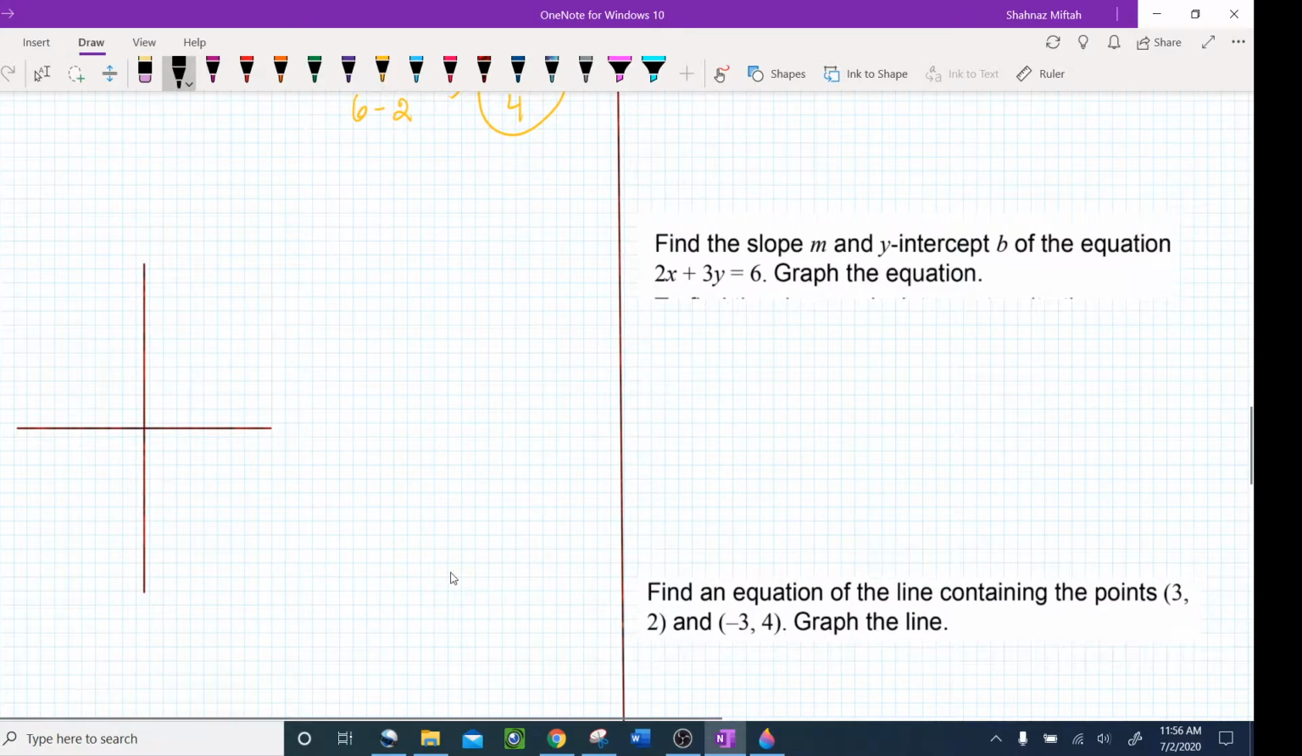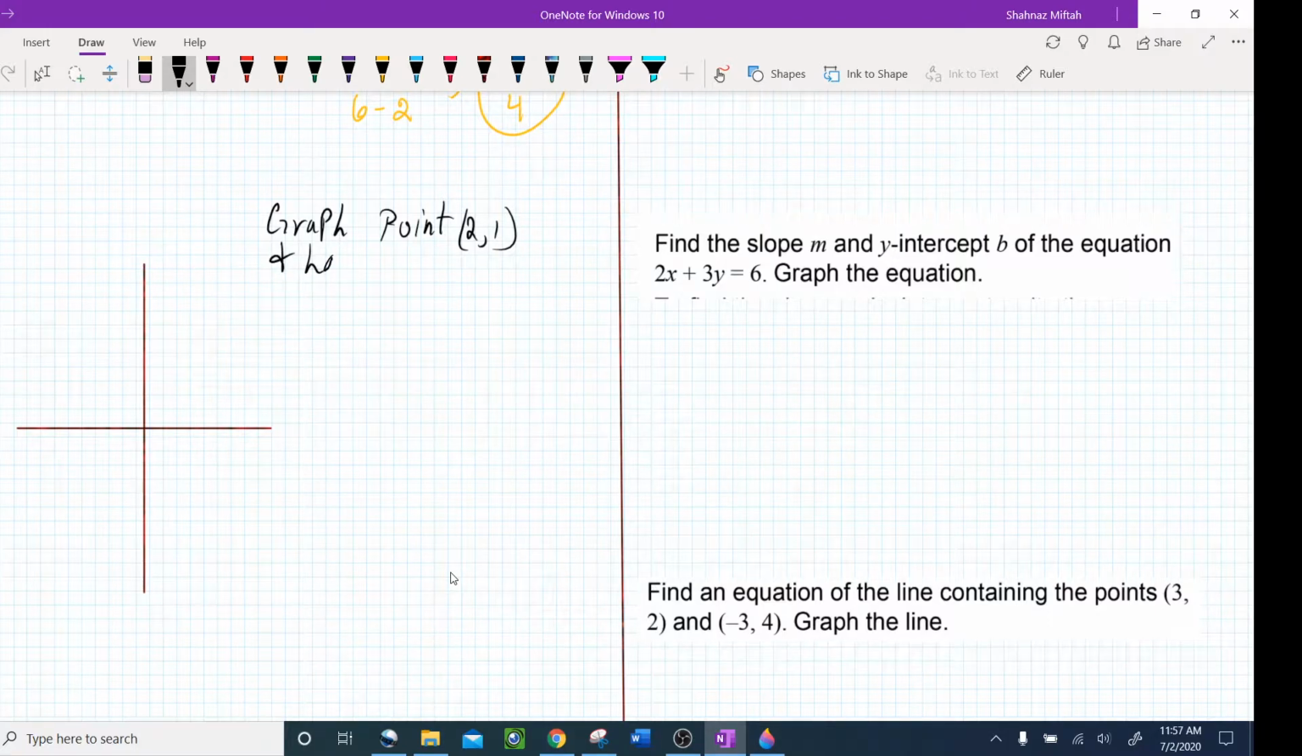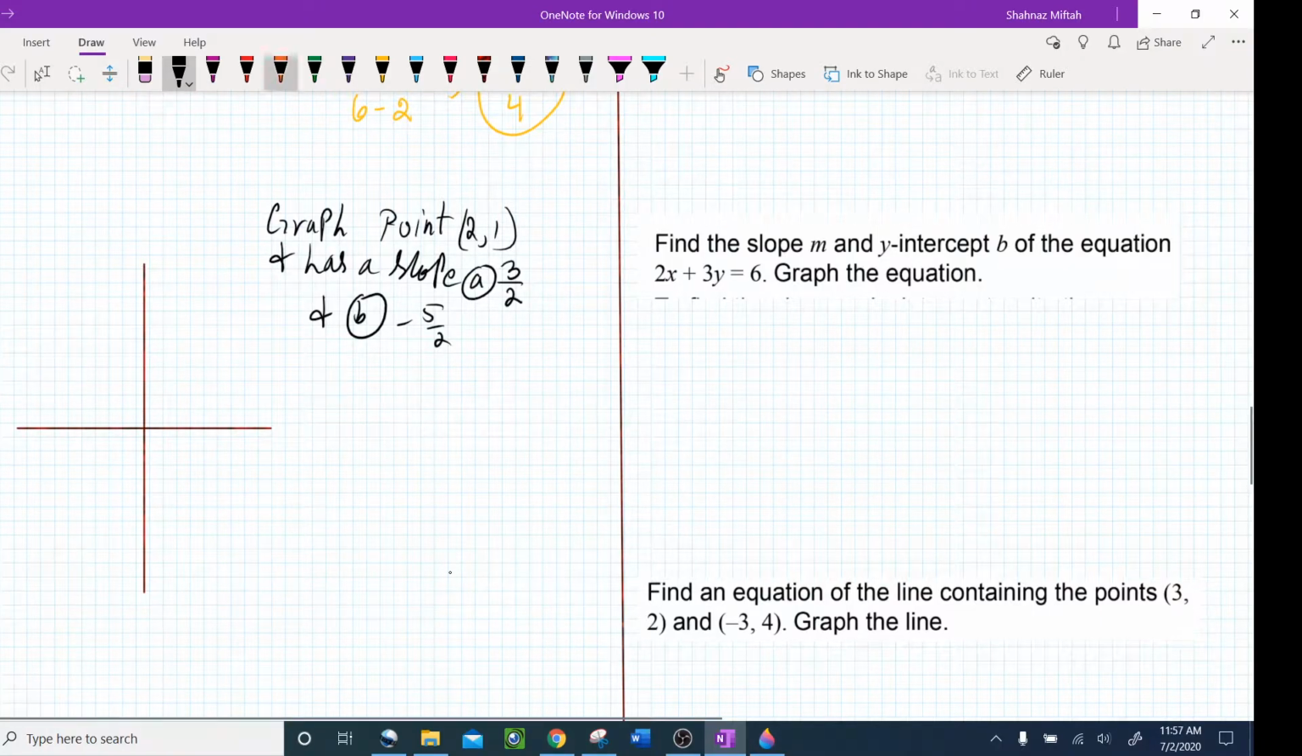The question is right there. They said draw a graph of the line that contains the point (2, 1) and has a slope of 3/2, and that's part A, okay? And part B said -5/2. So I'm going to graph both of these. I have to graph with 1 point, and this is a positive slope and that's a negative slope. So we're going to use different colors so we can understand which one goes where.